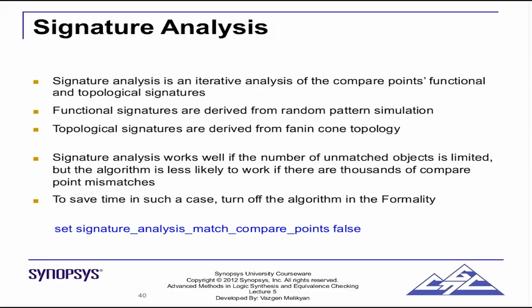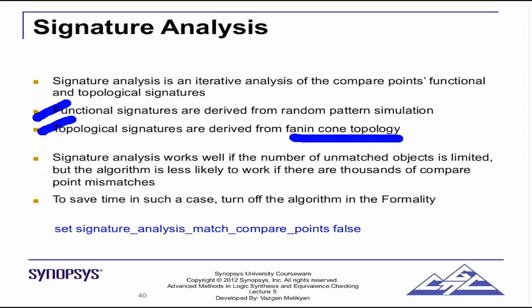Next comes the signature analysis. The last comes the signature analysis. This is a slightly more complex thing. Now, a signature of a compare point is an iterative analysis. It is the way the logic cone behaves on giving some input vector. So that is the signature. They are functional signatures that derive from random pattern simulation. So it will input some random patterns. The difference is that functional signatures are derived from random patterns, while topological signatures are derived from fan-in and cone topology. So the topological case compares the logic cones by structure. The functional signatures compare the logic cones by giving some random patterns and looking at the functional values in the logic cone.